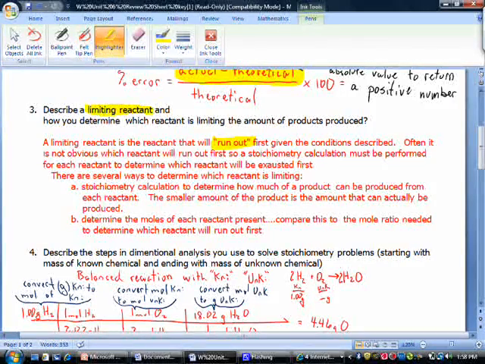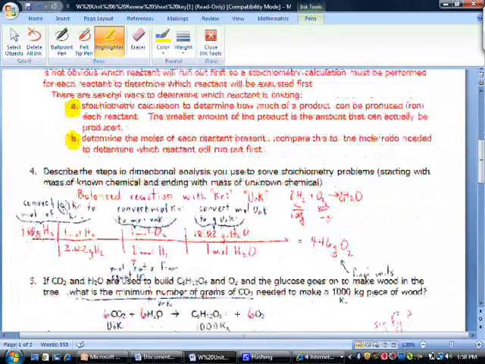So there are two ways outlined here, and you may want to read those and think about those a little bit. Pause the video if you need to do that.